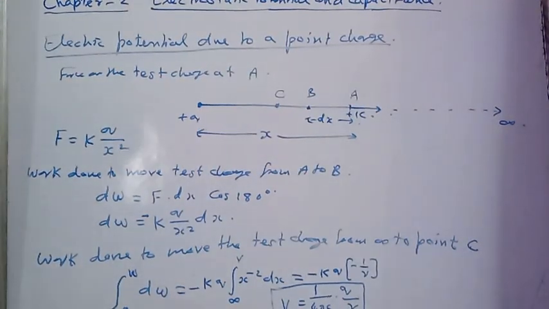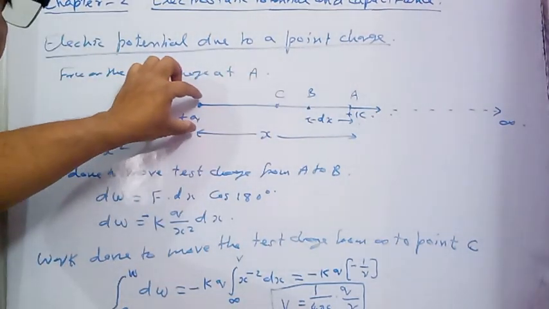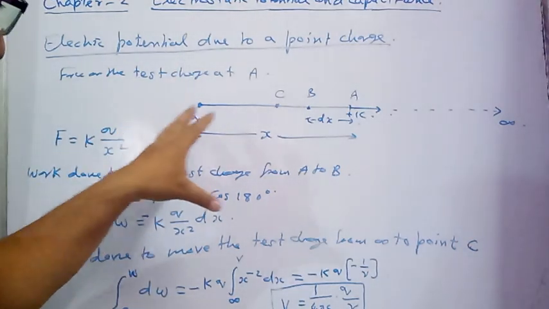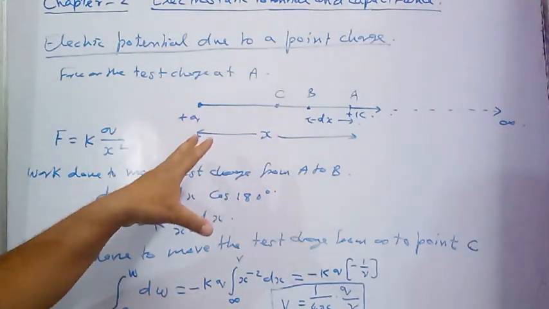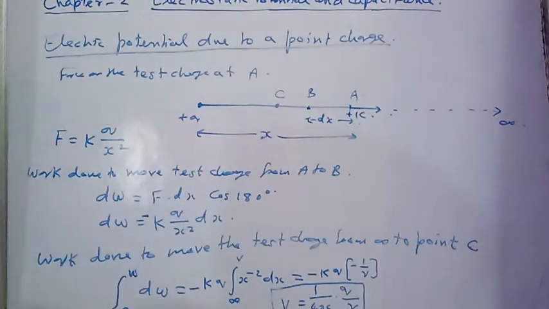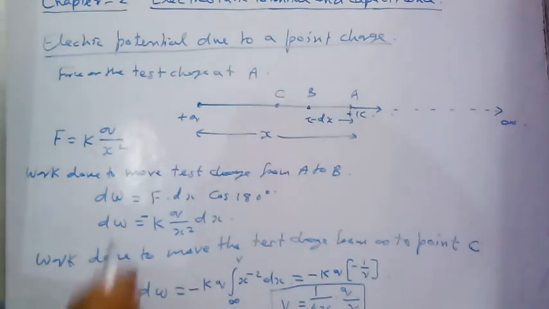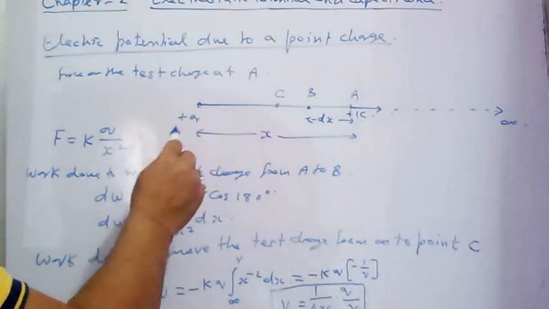So electrostatic potential due to point charge. Suppose positive Q is a point charge. This charge is not distributed over any length, volume or area of cross section. Simply its dimension is very small as compared to other distances. In that condition we can consider Q as a point charge.